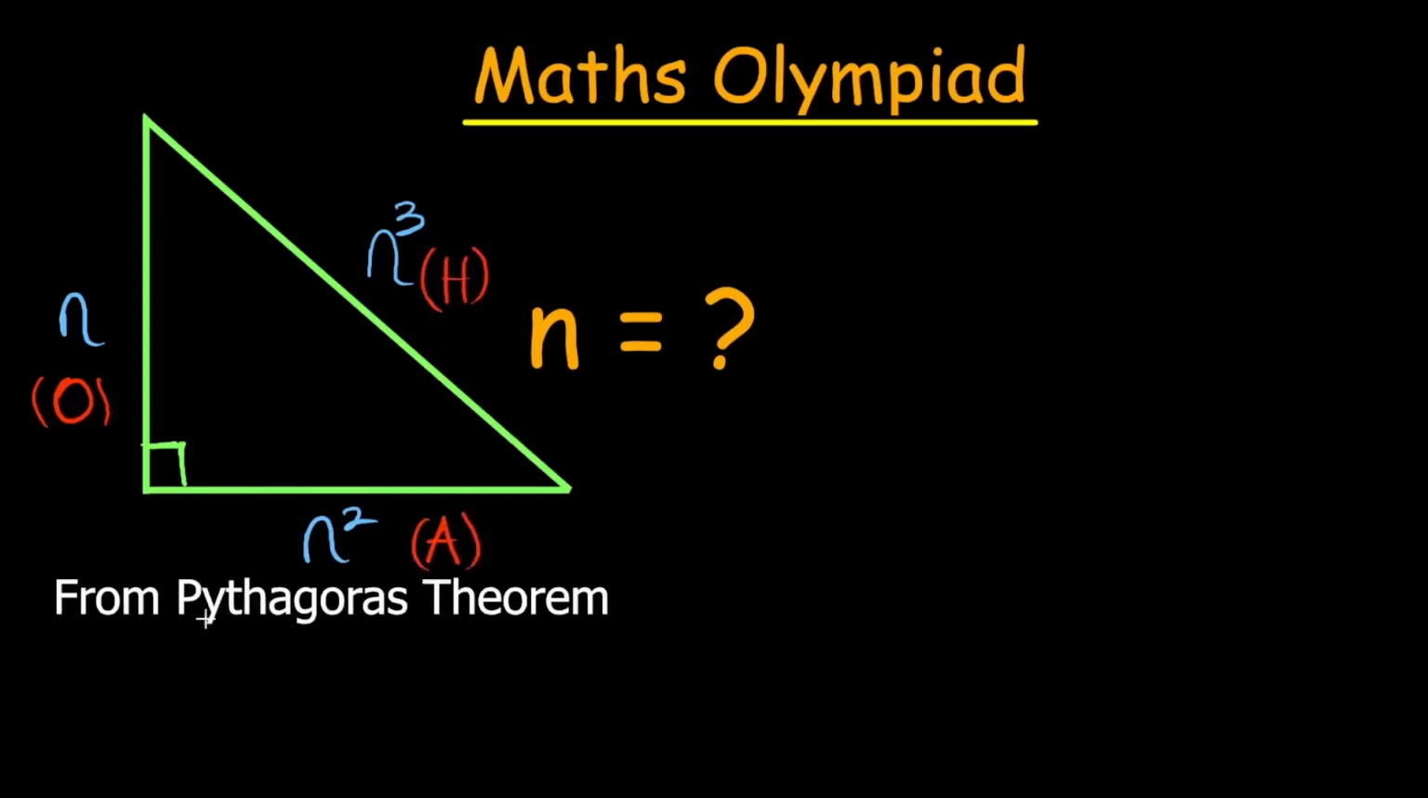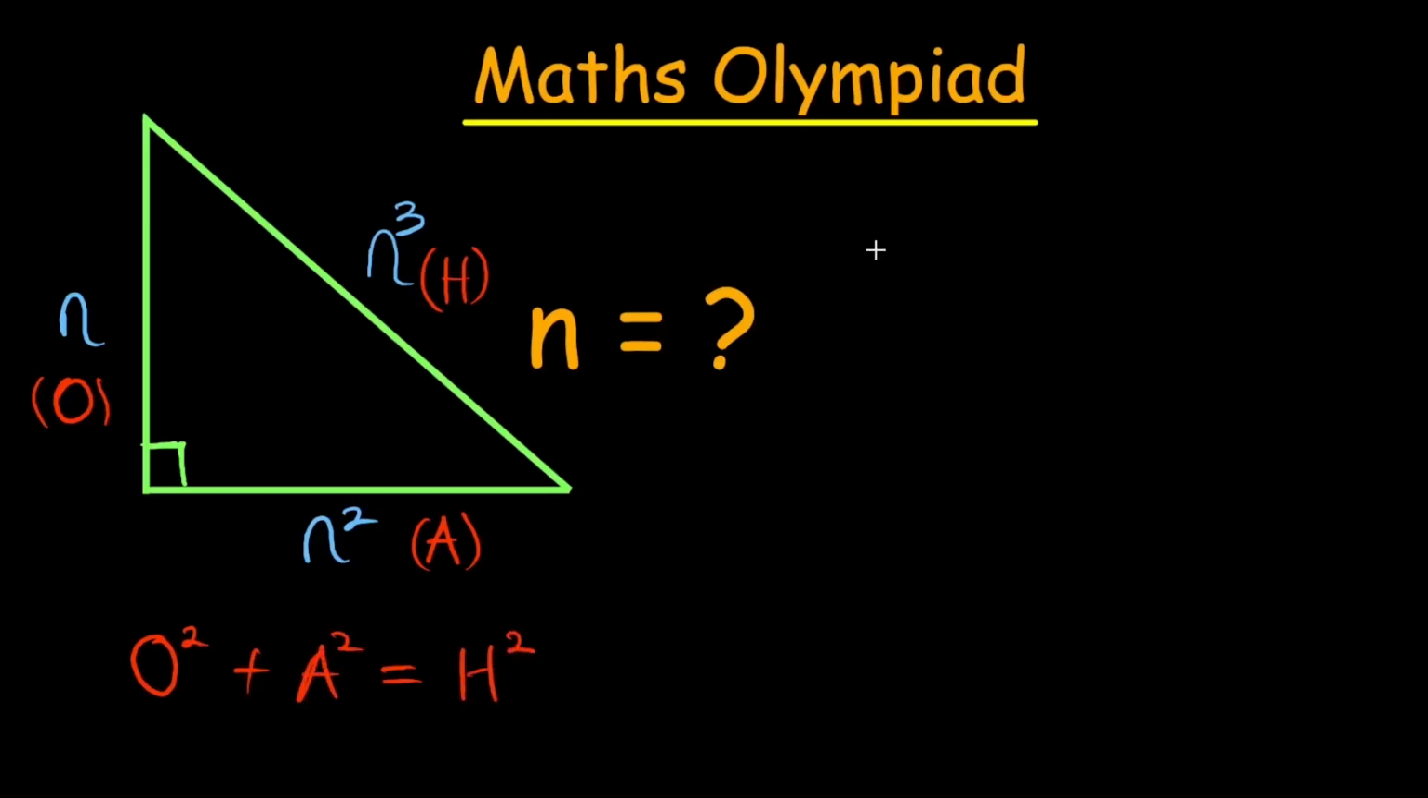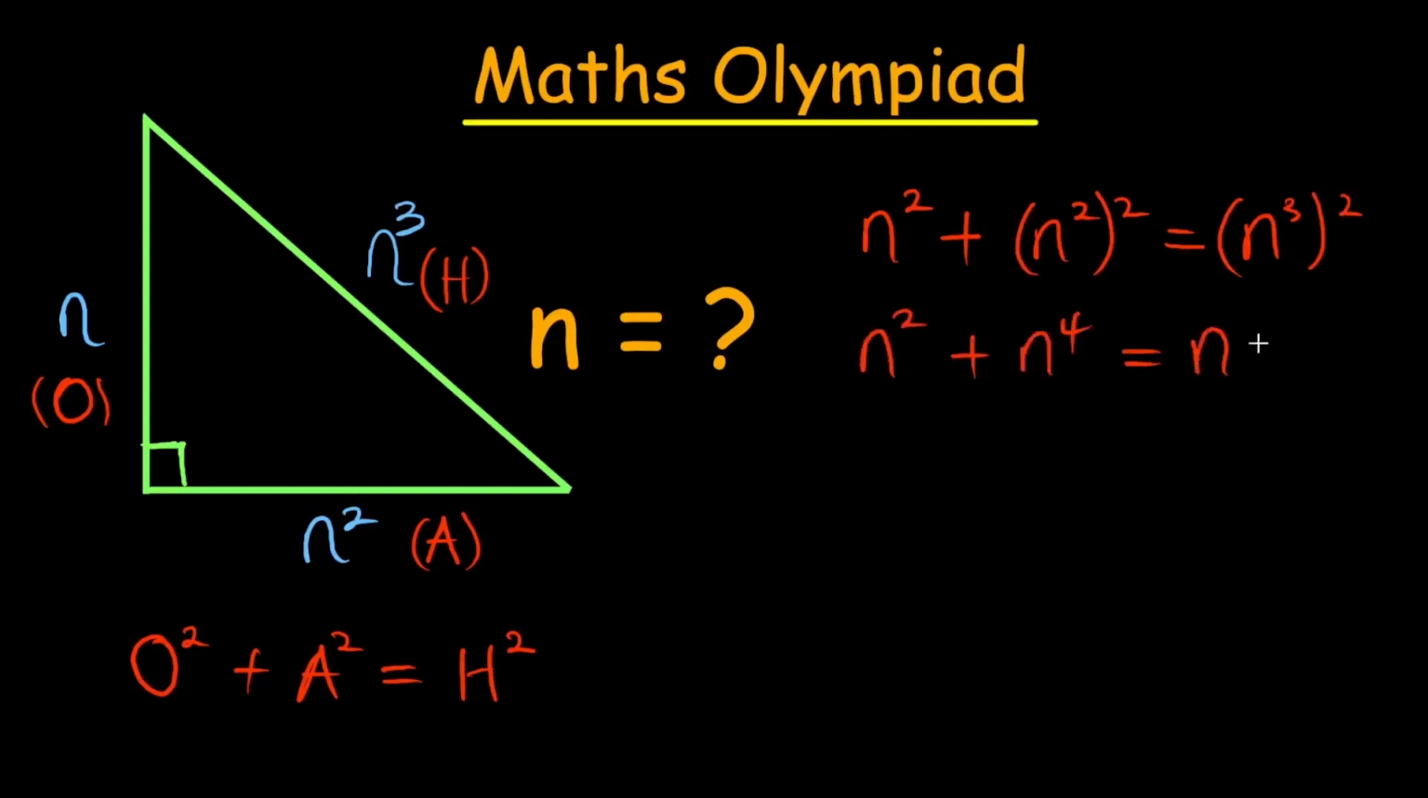All right, from Pythagoras theorem, we have that O square plus A square is going to give us H square. Okay, now if we apply that theorem, we are going to have that n square plus n square, all square, equals n cube, all square. All right, so if I simplify this, I'm going to have n square plus n to the fourth power equals n to the sixth power.